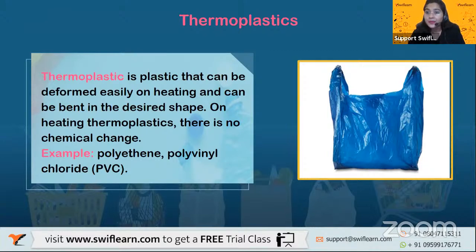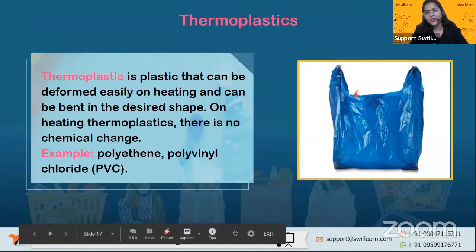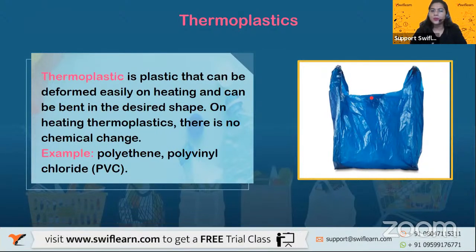So what are the examples of it? First is the polythene bag. We all use the polythene bag. This is very common in the market. You can see that, Hannah. So to carry anything, we use the polythene bag.